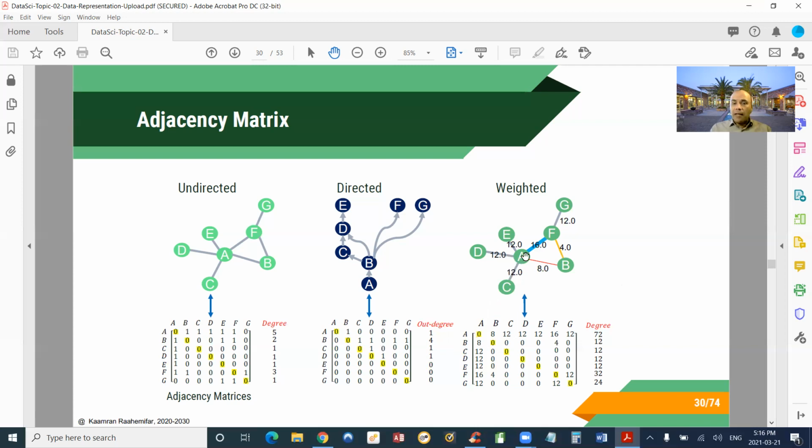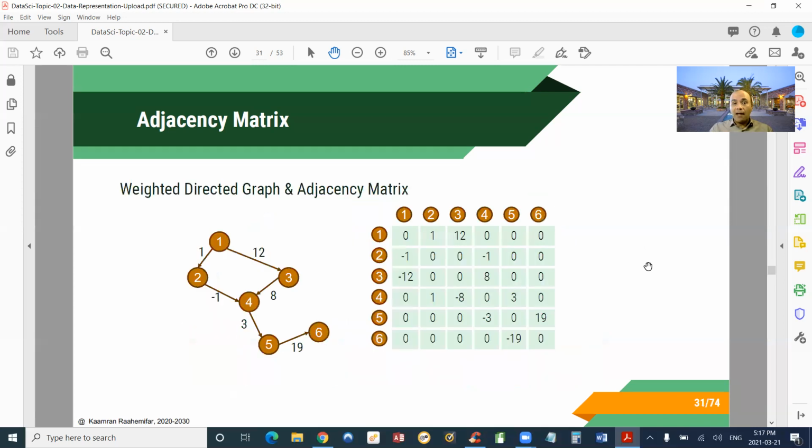Now, as you can see, A and E has 12. A is connected to E by 12, and E is connected to A by 12. A and B, A is connected to B by 8, B is connected to A by 8. This is a weighted, undirected graph. Of course, we could have a weighted, directed graph at the same time. So this is a weighted directed graph and the adjacency matrix.